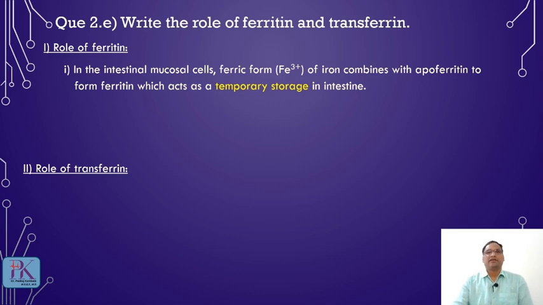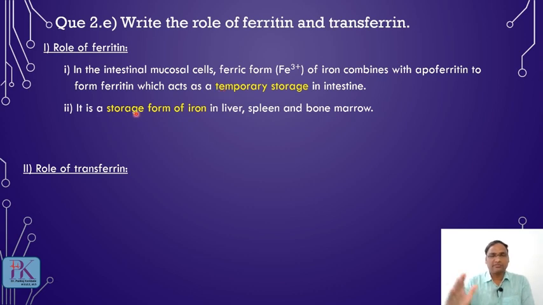First, in the intestinal mucosal cells, the ferric form of iron combines with apoferritin to form ferritin, and in the mucosal cell of the intestine it acts as a temporary storage. So ferritin is a temporary storage in the intestine.